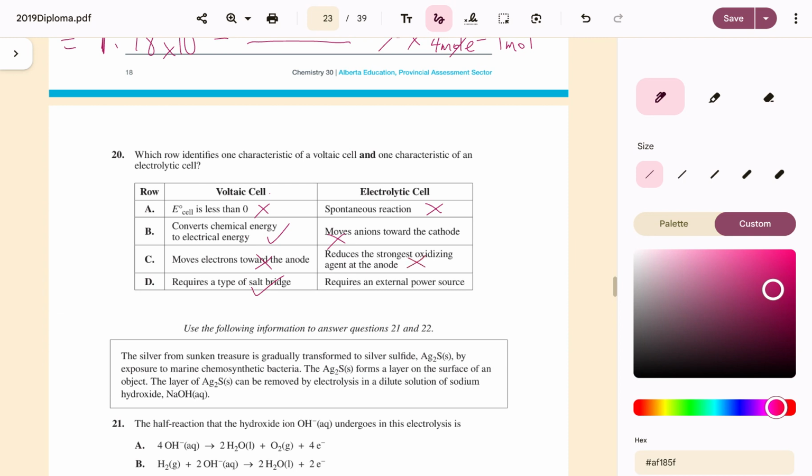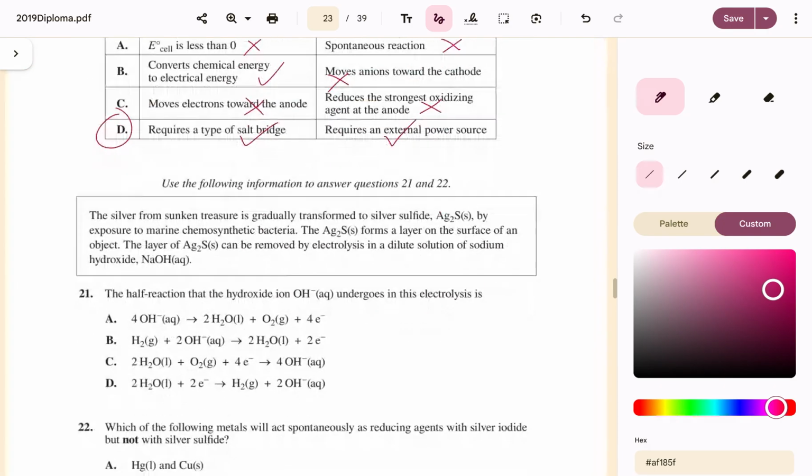But that happens at the cathode, and requires a power source. That's true. So this one, the answer is D. So this is just based on the theory of voltaic and electrolytic.